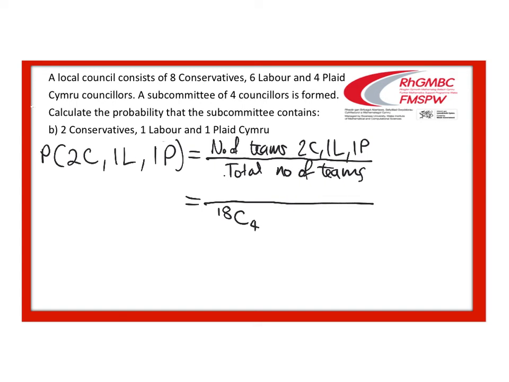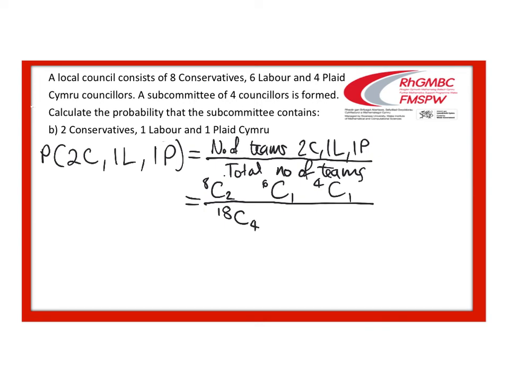Now what we want to do is calculate the number of teams that would contain 2 Conservatives and 1 Labour and 1 Plaid Cymru. Now, why am I accentuating the and? Well, if we think about this, I'm going to pick my team of 4. First of all, I have to pick 2 Conservatives from a total of 8. So I'd do 8 choose 2. I'd have to pick 1 Labour from a total of 6, so I'd do 6 choose 1. And I'd also have to pick 1 Plaid Cymru from a selection of 4, so 4 choose 1.